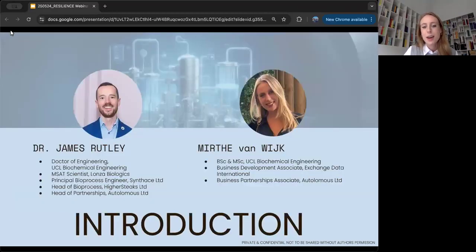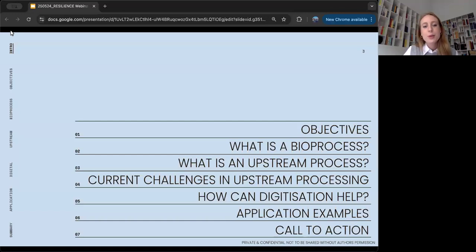Here's a quick look at what we'll be covering today. So we'll start by grounding everyone in the basics, what a bioprocess is and what we mean specifically by the upstream part of that process. From there, we'll look at some of the key challenges that come up in upstream biomanufacturing, especially when it comes to things like scalability, variability, and maintaining control over complex biological systems.